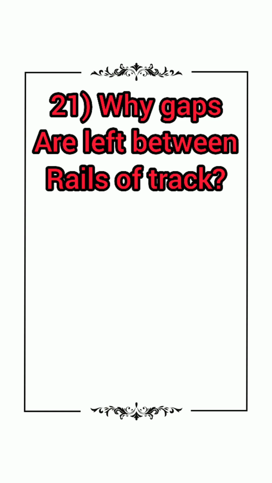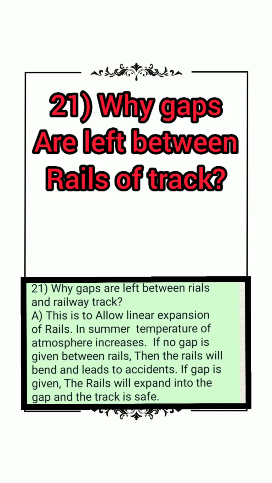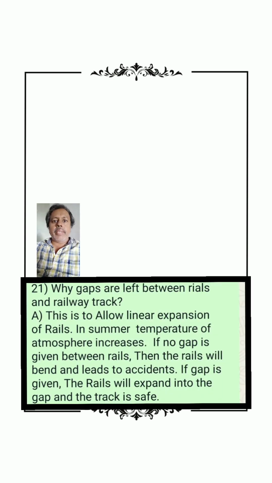21. Why are gaps left between rails in a railway track? A. This is to allow linear expansion of rails. In summer, the temperature of the atmosphere increases. If no gap is given between rails, then the rails will bend and lead to accidents. If a gap is given, the rails will expand into the gap and the track is safe.